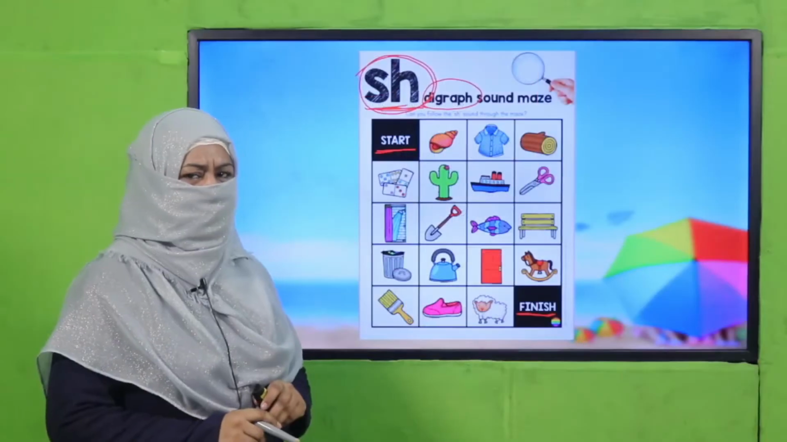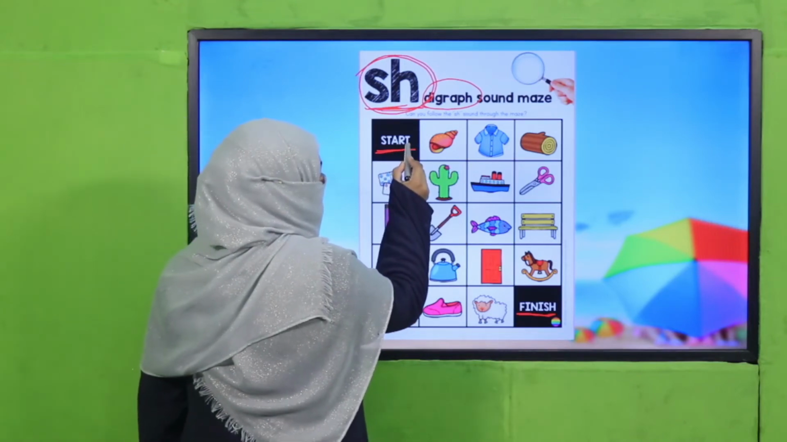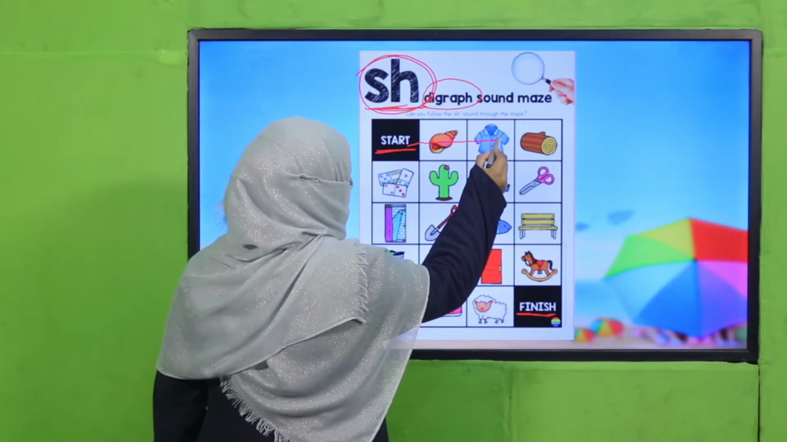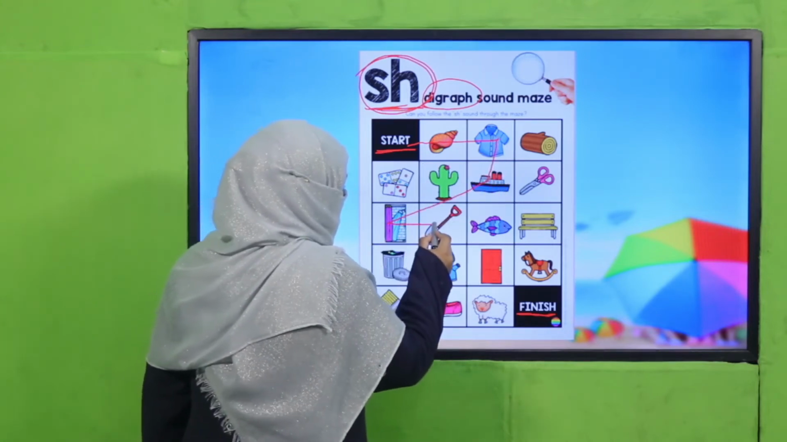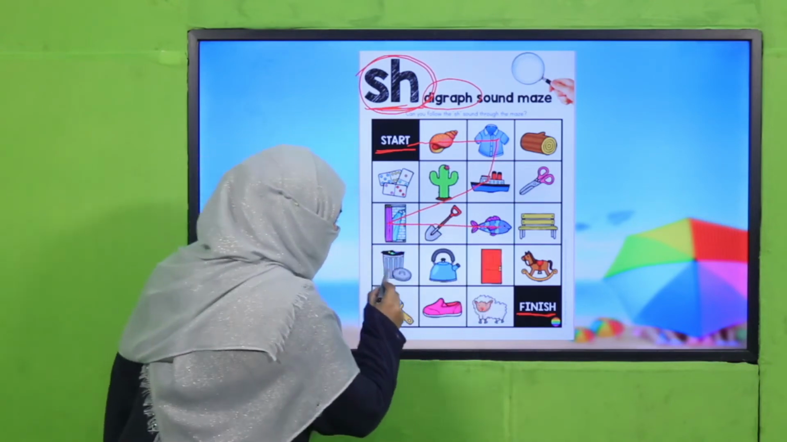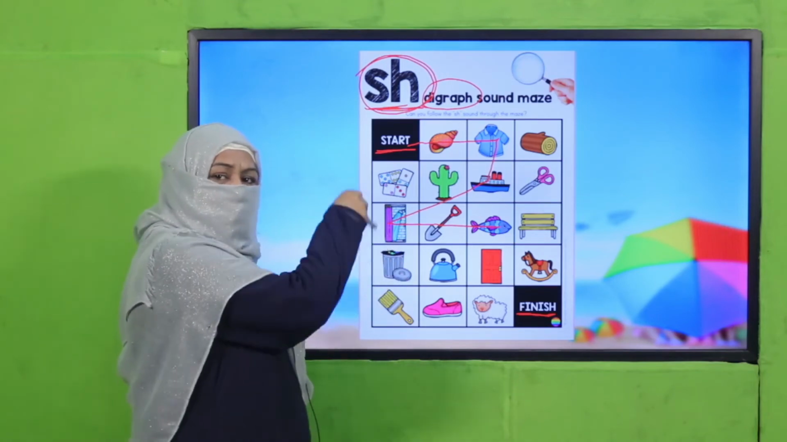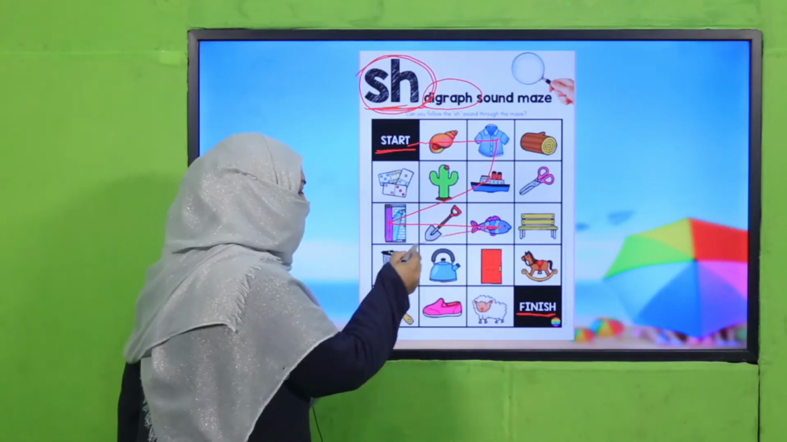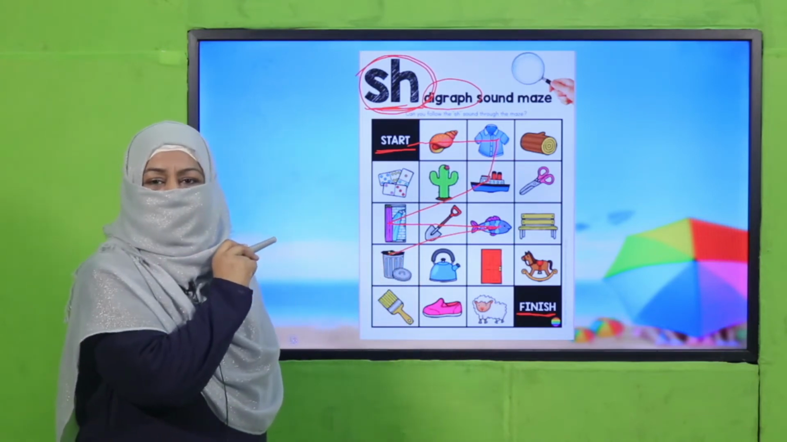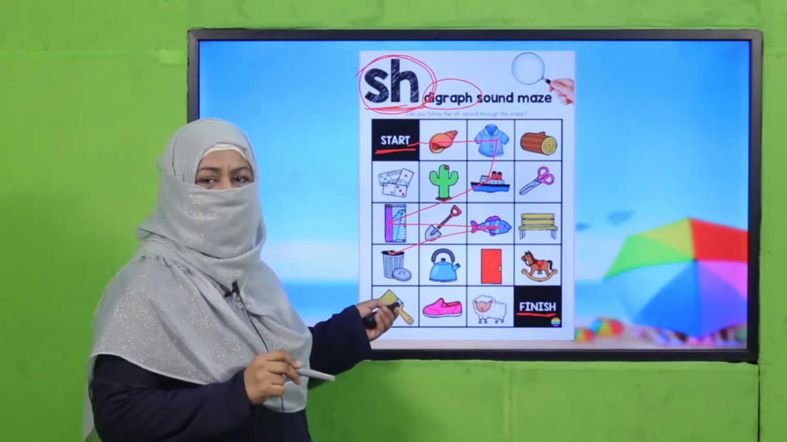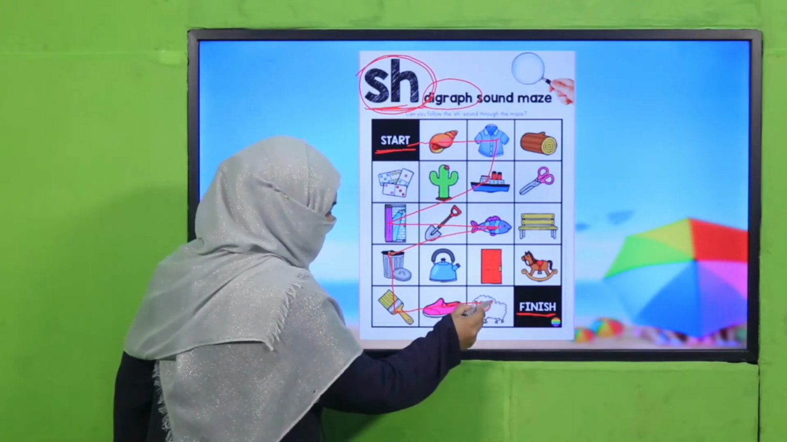Yes, my dear children, are you done with it? Okay, then tally it with me. How did you reach here? It's the starting point. Seashell, shirt, ship, shower, shovel, fish. What from here? Did you guess it? It's a dustbin, but what is in the dustbin? It's trash, right? This is the only word in this row which contains the sh sound, trash. And then brush, shoe, sheep, and finish.